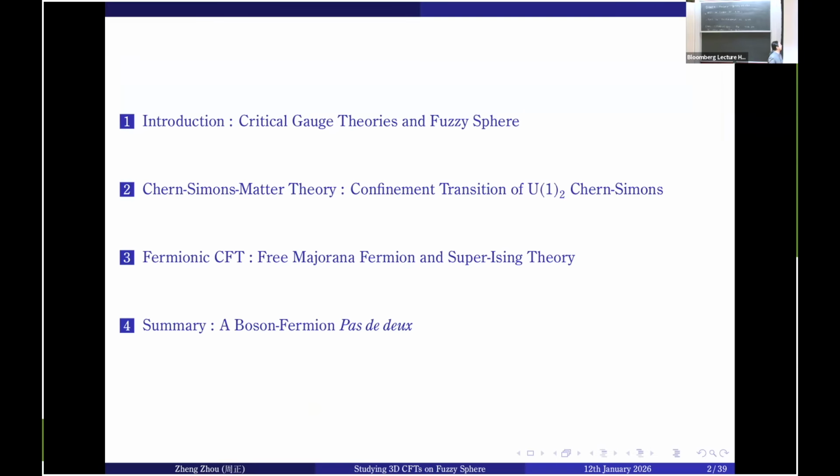And I will first give an introduction to critical gauge theories and fuzzy sphere. And then I will focus on two different aspects. The first is the Chern-Simons-Matter theories, and the second is about interacting and free Fermionic CFTs.